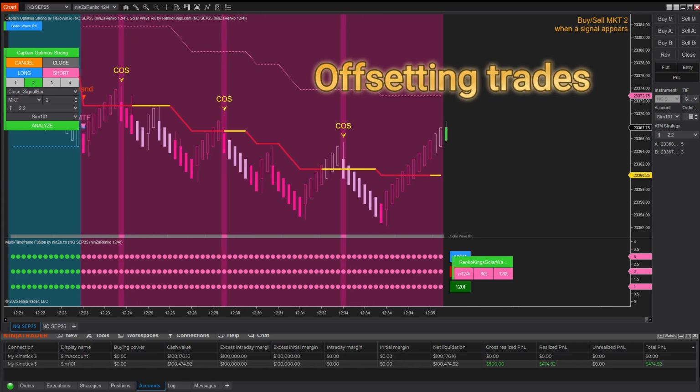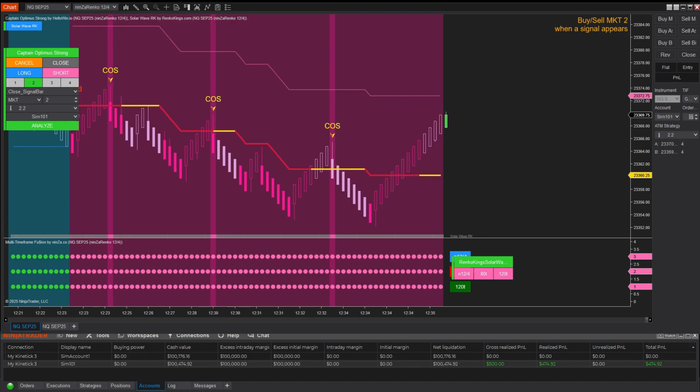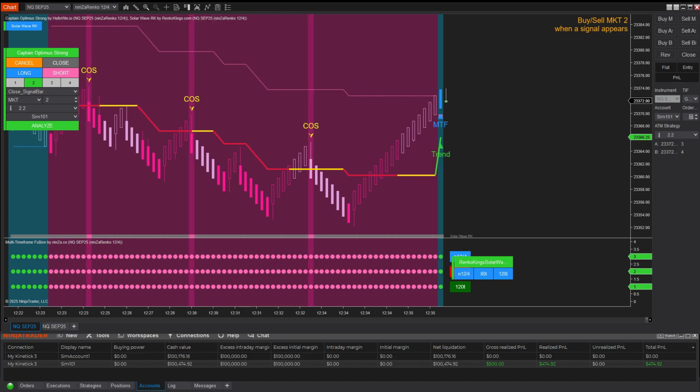In this trade, we came out flat. One contract hit target, the other one got stopped out, so they canceled each other out.